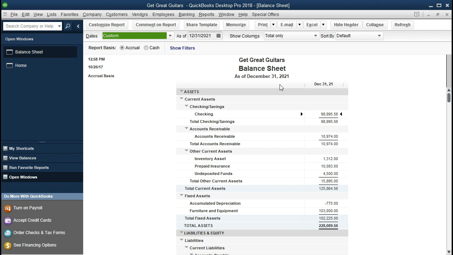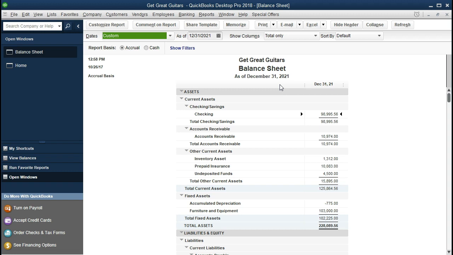And in essence, there's nothing we can do about it at this point in time. This is where we are at. If we want to know how we got to this point, then we have to look at some other reports, some timing reports, the main one being the income statement, which QuickBooks calls the profit and loss.